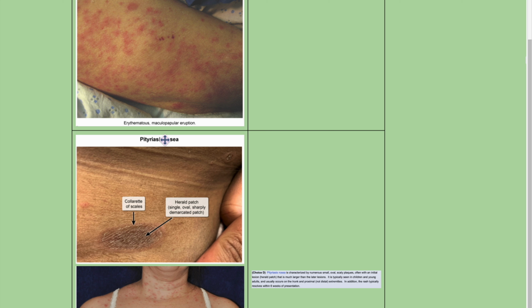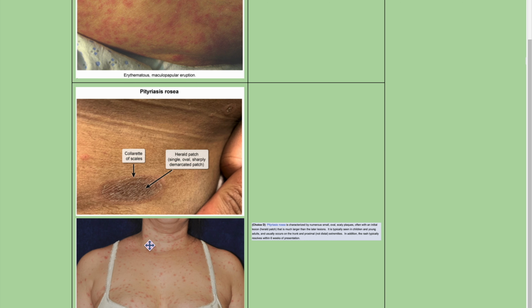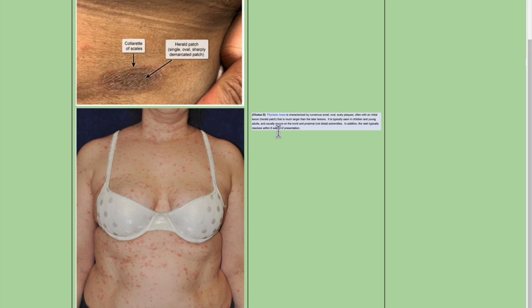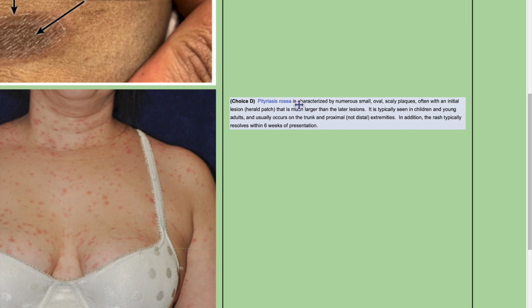Pityriasis rosea: collarette of scale, herald patch, single oval sharply demarcated patch. Okay, good thing. Pityriasis rosea is characterized by numerous small oval scaly plaques, often with an initial lesion, also known as the herald patch, that is much larger than the later lesions. So all of these are smaller than this big one right there. It is typically seen in children and young adults and usually occurs on the trunk and proximal, not distal, extremities. In addition, the rash typically resolves within 6 weeks of presentation.